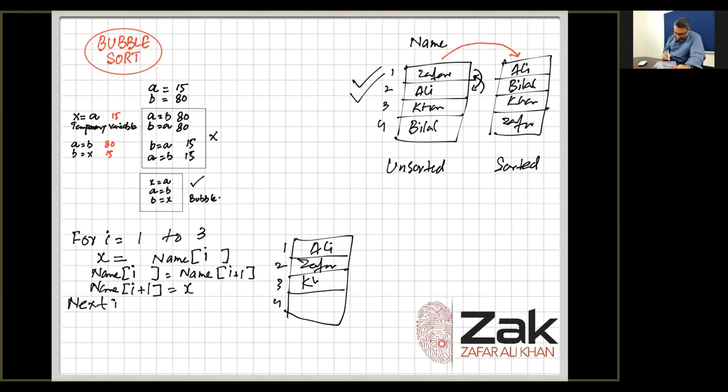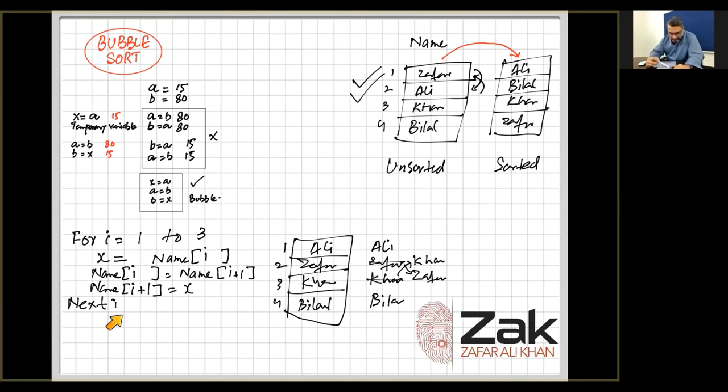This is Khan and this is Bilal. So what has happened is that Ali has come here. This is Zafar. This is Khan. This is Bilal. Now I is 2. So X is equal to name 2. The value of X is now Zafar. Name 2 is equal to name 3 because I is 2, so I plus 1 is 3. So this Zafar now becomes Khan, and name 3 is equal to X, which was Zafar. So it has become now this. So this Zafar has been removed. It has come down here and Khan has gone up.